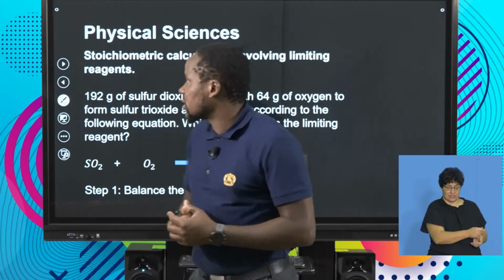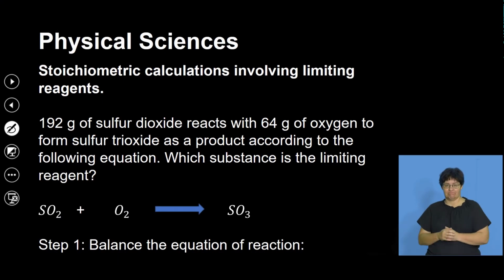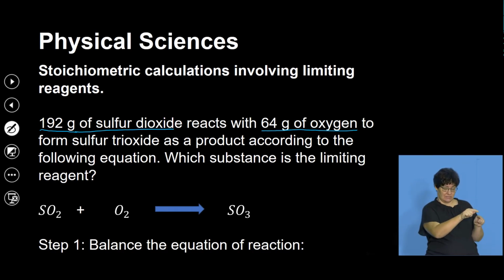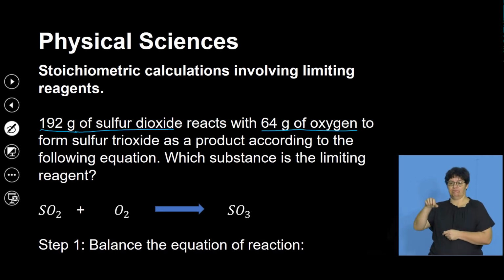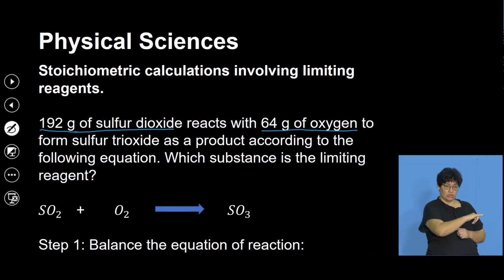Now let's look at a practical example involving limiting reagents. We are told here that we've got 192 grams of sulfur dioxide. So that's the mass of sulfur dioxide, which reacts with 64 grams of oxygen, right? These are the 2 reactants. They form sulfur trioxide as a product according to the following equation that's given to us. Which substance is the limiting reagent? So this is the actual question that we want to address.